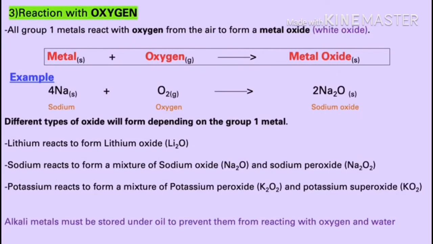Reaction with oxygen. All Group 1 metals react with oxygen from the air to form metal oxide, which is a white oxide. The general equation is metal plus oxygen gives you metal oxide. An example of sodium is shown.